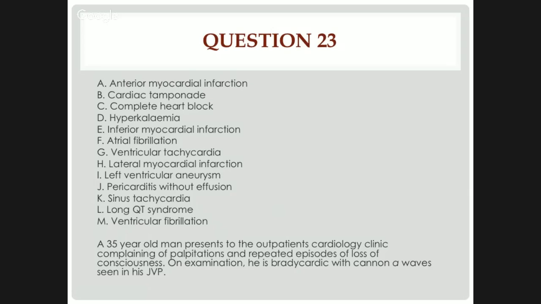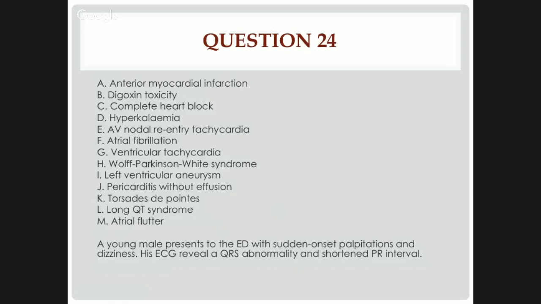C, complete heart block. So Canon A waves, I know I didn't talk about, but that's why I threw this question in. Canon A waves on the JVP is a buzzword. I don't think you'd ever be able to identify it in real life. You'd notice that the JVP is higher up, that's about it. But Canon A waves, that's your buzzword for complete heart block.